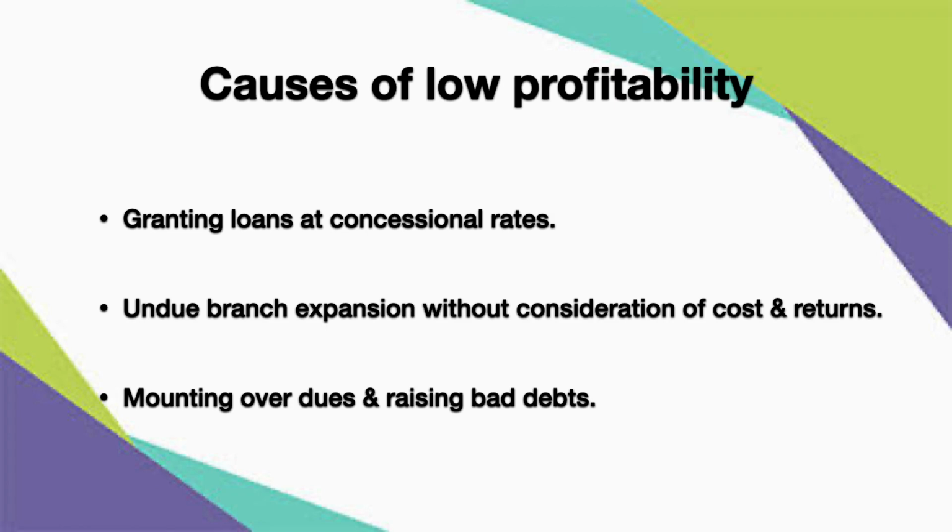So these are the three major reasons why banks have low profitability, or banks are not able to run efficiently: because they give loans at concessional rates, they do unnecessary branch expansion without thinking about the cost and returns, and the increasing overdues and rising bad debts.